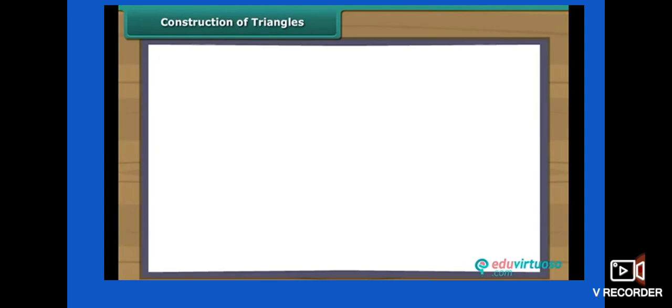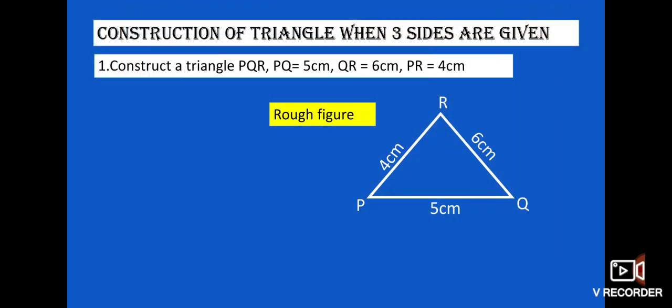First, let's see how we construct triangles. First question. Construction of triangle when three sides are given. Three sides means SSS. Question number 1. Construct a triangle PQR. PQ equal to 5 cm, QR equal to 6 cm, PR equal to 4 cm. This is the question for you.